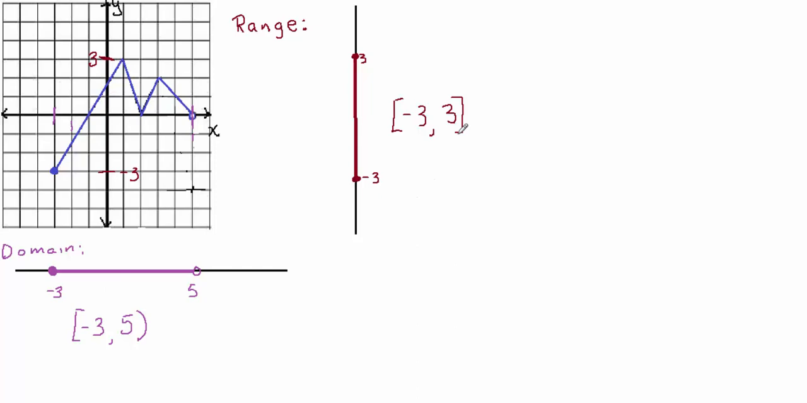Our domain and range can also be written using inequalities instead of interval notation. Just make sure you use the appropriate variable. Our domain, the interval where x is between -3 and 5, can be written as -3 is less than or equal to x, which is less than 5. And our range, y in the interval of -3 to 3, can be written as -3 is less than or equal to y, which is less than or equal to 3.